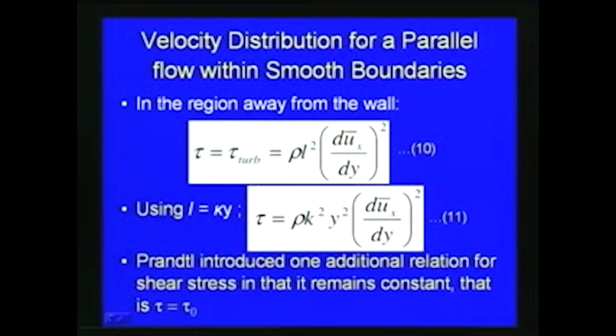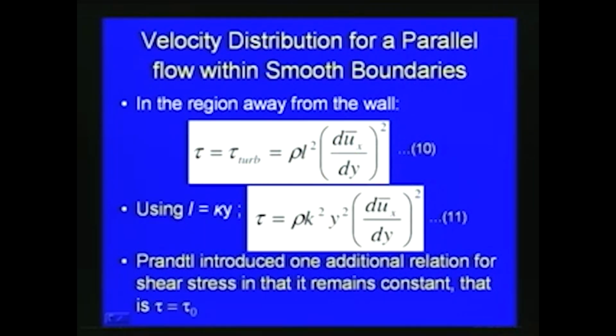So, now in the next few slides we will be trying to use Prandtl's hypothesis as well as various other theories to derive some equations for the variation of the velocities, by considering first flow over a flat plate or a parallel flow, and then we will be considering the turbulent flow through a pipe. So, the first case is velocity distribution for a parallel flow within smooth boundaries.